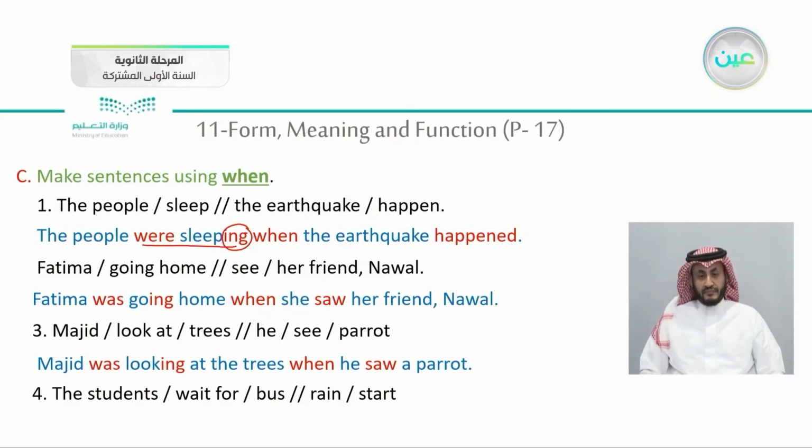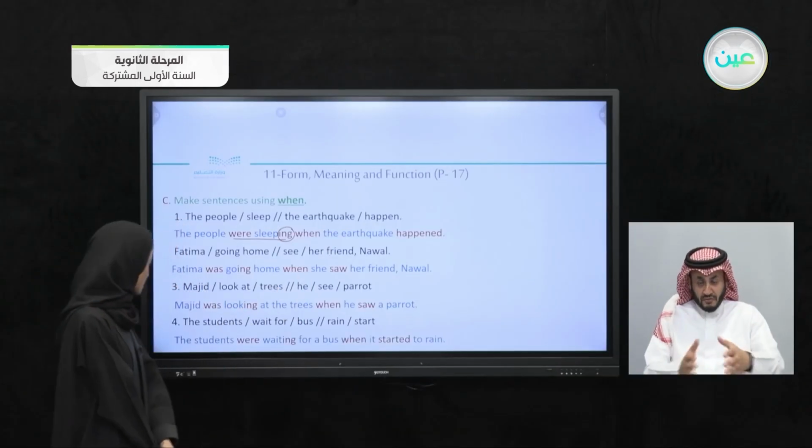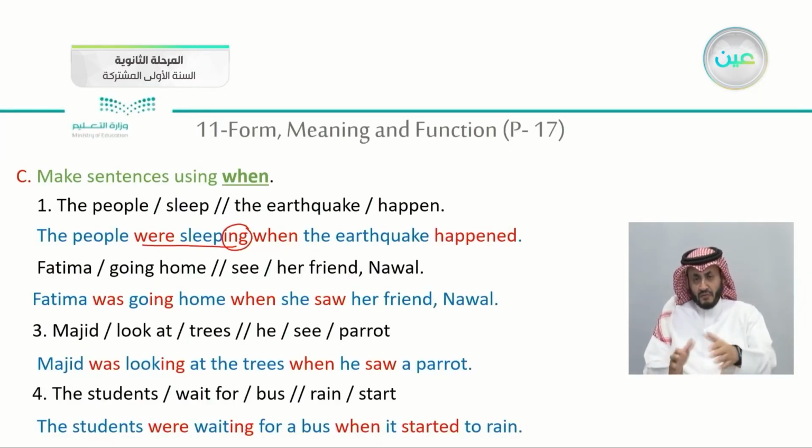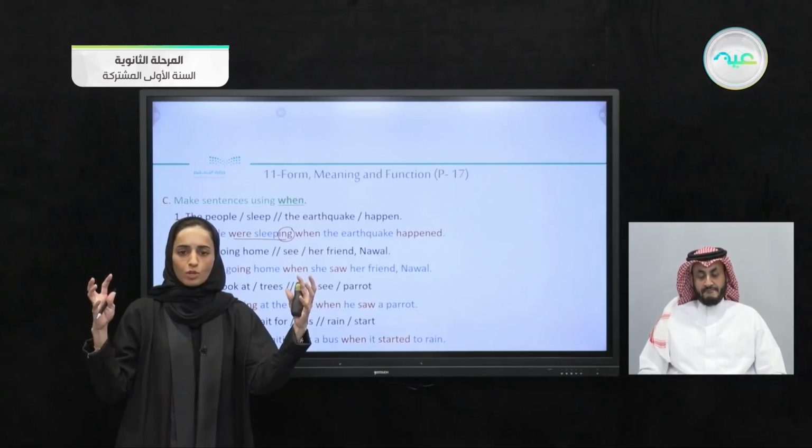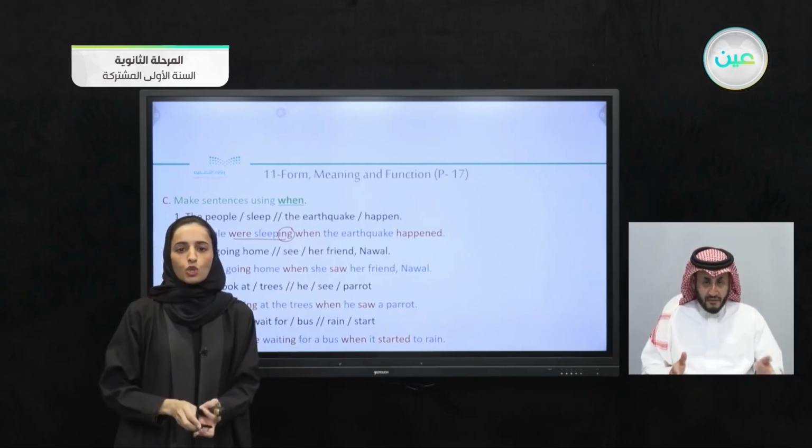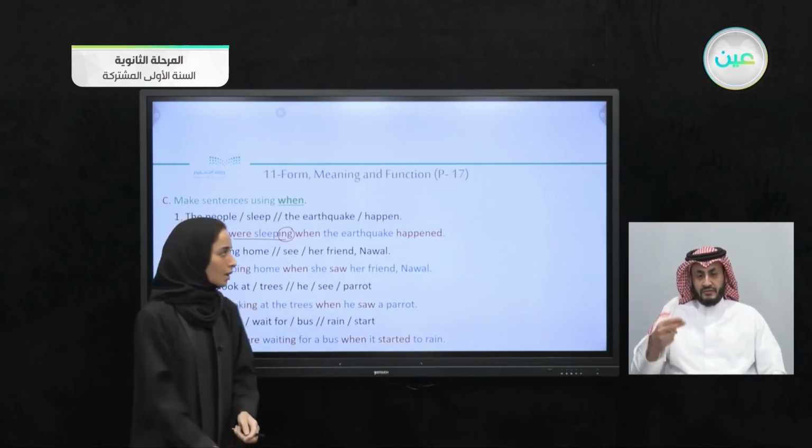I was looking around the class when I saw a student writing. The students wait for bus, rain start. We will say the students were waiting for the bus. They waited for 30 minutes. Then when it started raining, it starts just once. When the rain started. Okay, so the long action will be in the past progressive form. It will be interrupted by a short action. It will happen only once.